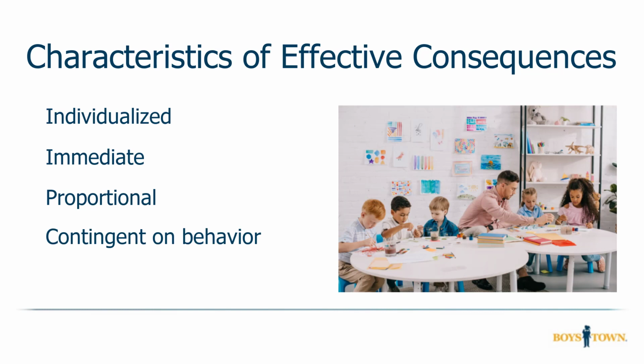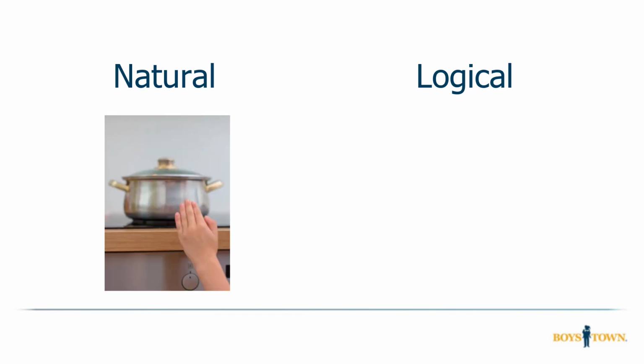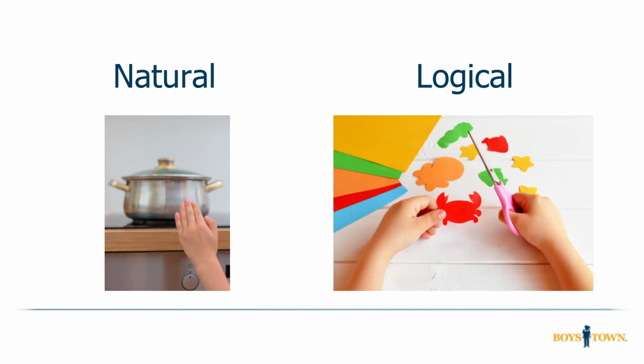Consequences should be contingent on the behavior and should only be given if the behaviors occur. For example, don't use a group consequence when not every student earned that consequence. Consequences should also be natural or logical. An example of a natural consequence could be touching a hot stove and getting burnt. An example of a logical consequence might be a student misusing scissors will have the scissors taken away for the remainder of the day.